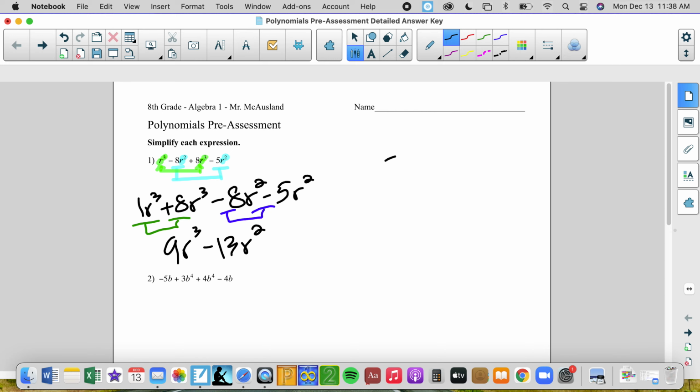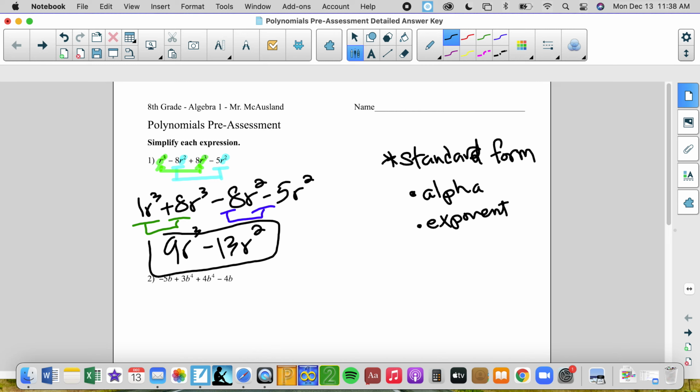Now we have to make sure that it's in standard form. Standard form is alphabetical order. And when we're tied with the variable, like we are in this case, we do exponential order or descending order. So r to the third is always going to come before r squared. Oh man, Mr. Mac's making a lot of mistakes right now. So this would be our answer, 9r to the third minus 13r squared.